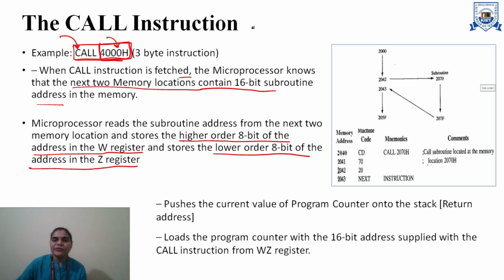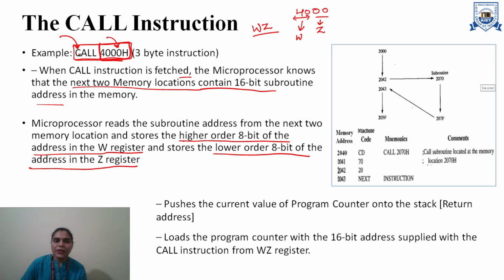In 8085, W and Z registers are internal temporary registers. So if the address is 4000, the higher order 8-bit of the address will be stored in W register and the lower 8-bit of the address will be stored in Z register.